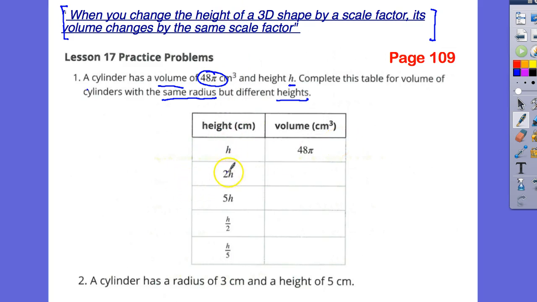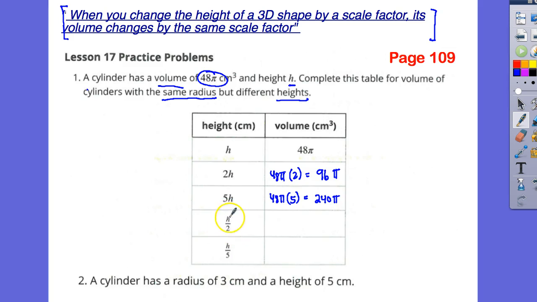For the second row, the height got multiplied by 2. So you will do the same thing for the volume. You will multiply 48 pi by 2, and that will be 96 pi. For the third row, your height got multiplied by 5. So you will do the same thing for the volume. You will multiply the volume by 5, and 48 pi times 5 is 240 pi.